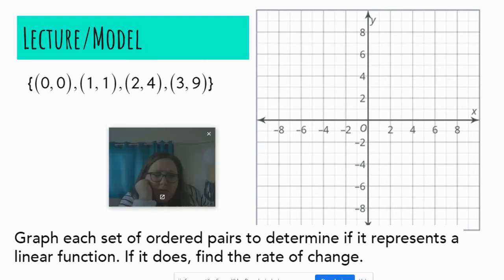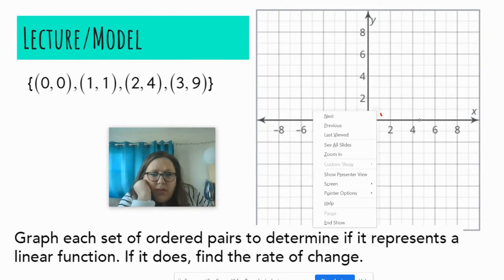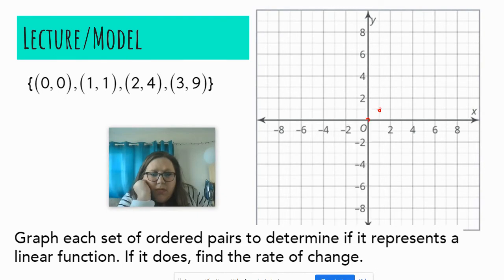All right, 0, 0. 1, 1. 2, 4. And then 3, 9. As you can see, this doesn't really make a straight line. This kind of makes a curve. I wish I could graph better on this tool. So this is non-linear.